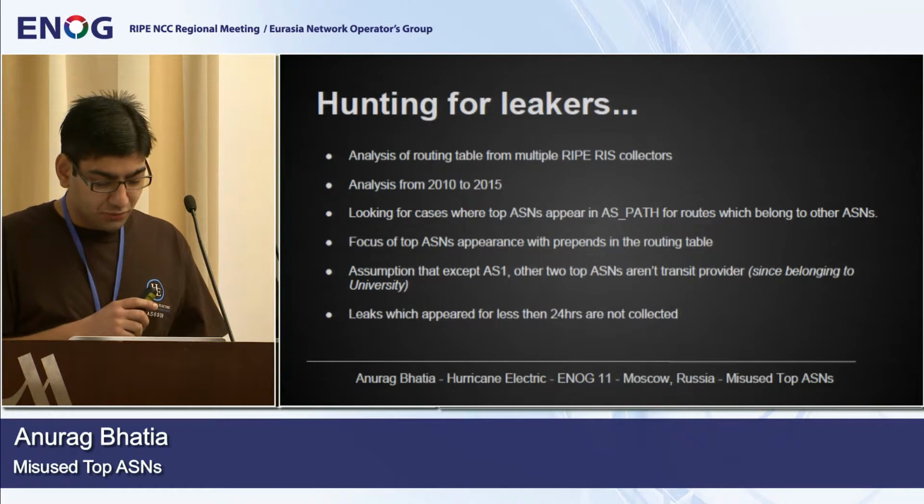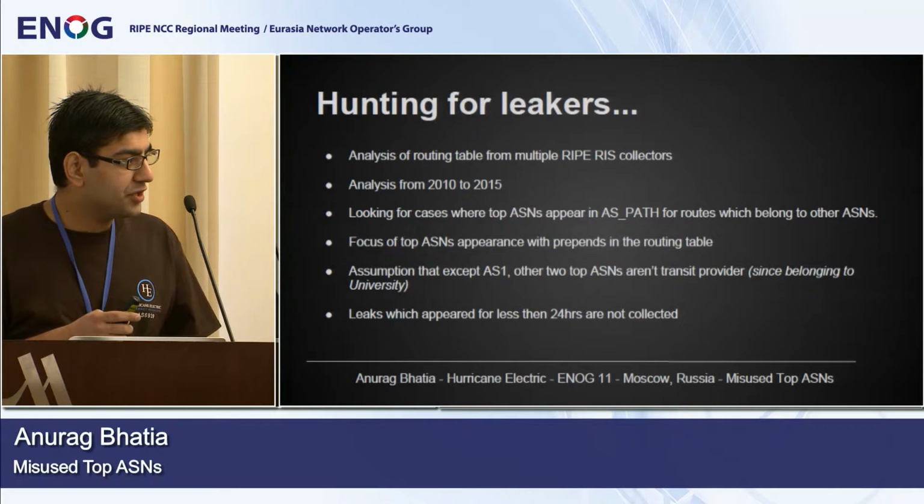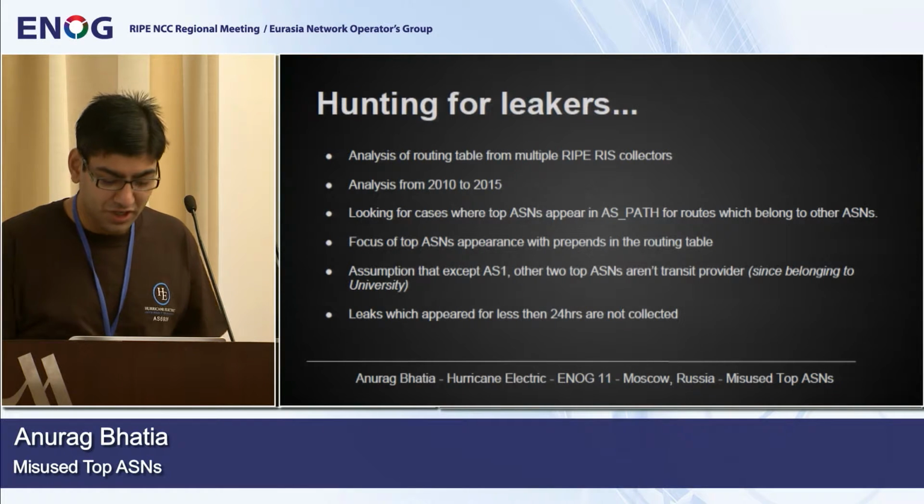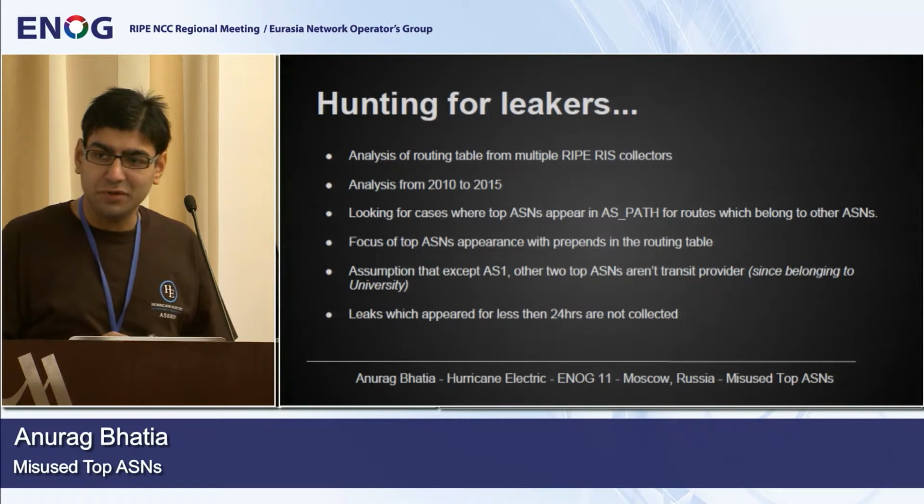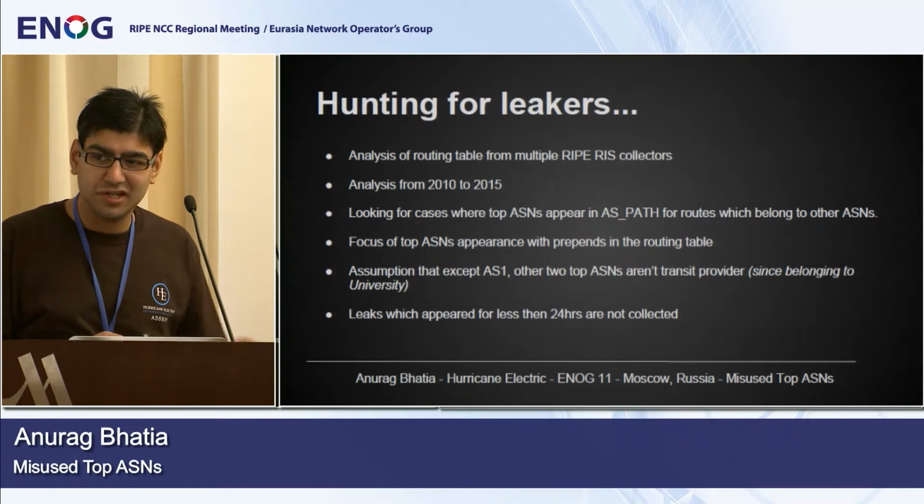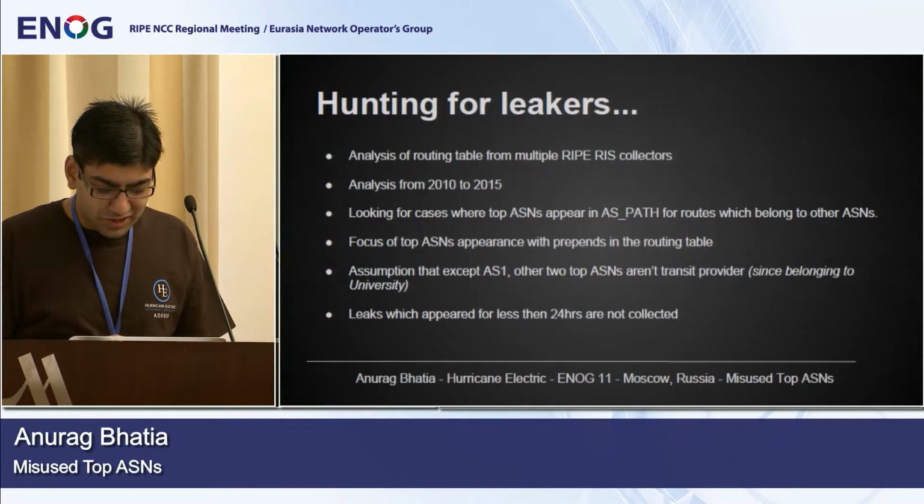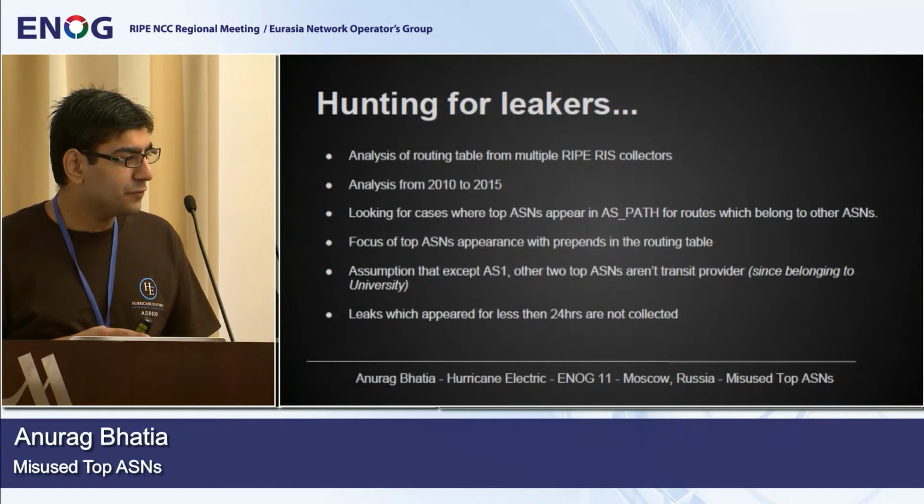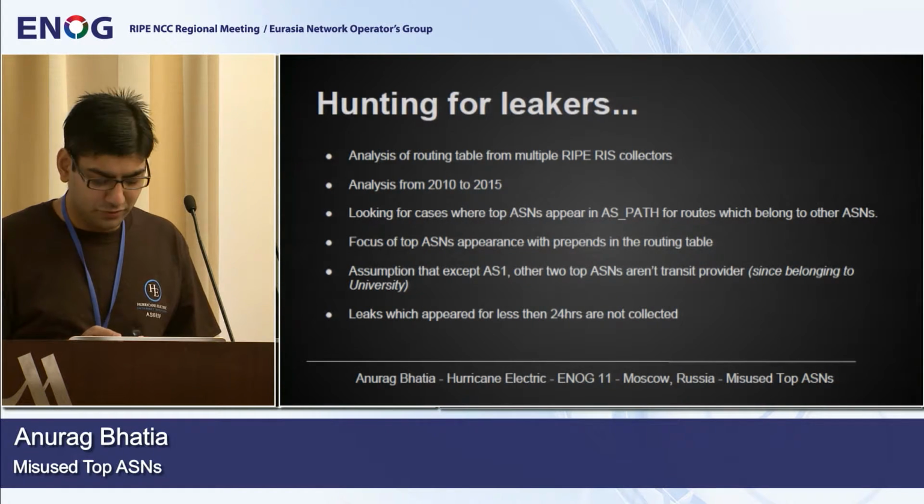Another assumption was that, as I already said, AS1 only belongs to a transit provider, and the other two ASNs are with universities. So it doesn't make sense for them to appear as a transit ASN for any random network on the other side of the globe. The last part was that we did not collect any leak lasting less than 24 hours. There were a lot of leaks beyond 24 hours, so we focused on them to reduce the data set for this kind of research.